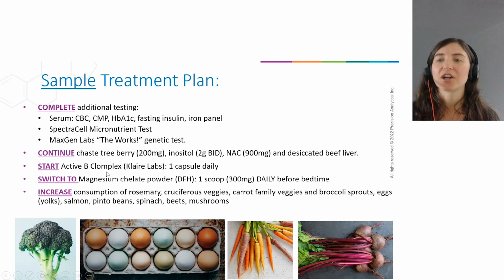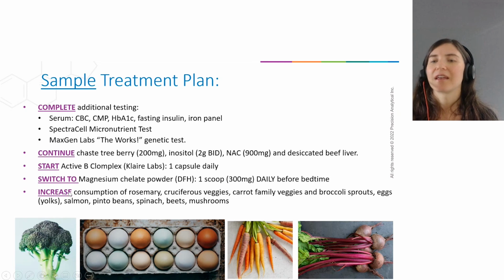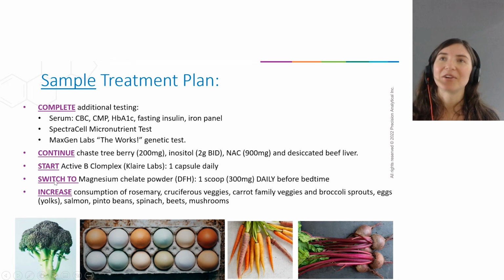And then I'm going to start the active B complex. So we want to get more B vitamins in the diet to support methylation. And switch the magnesium to a magnesium chelate powder. This is going to have more of the glycinate form. And remember, magnesium not only helps with methylation, but it also helps with DNA repair.